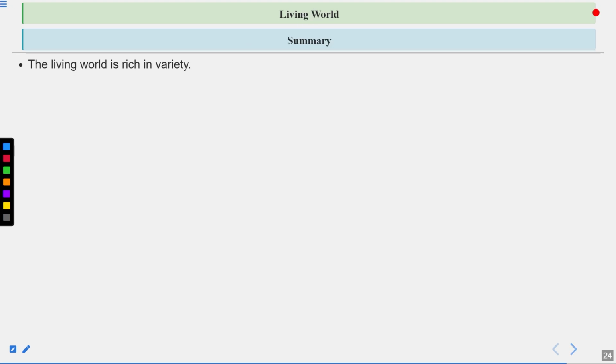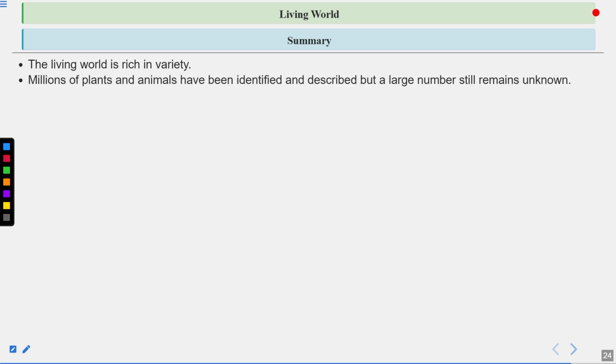Now let's summarize this theory that we have discussed. The living world is rich in variety, meaning there's a lot of biodiversity. Millions of plants and animals have been identified and described, but a large number still remains unknown. A lot of these different species have not even been found because they are living in remote areas. They are living in extreme conditions where humans have not been able to reach. So that's why there are millions of plants and species that have not even been described and identified. So they are still unknown.